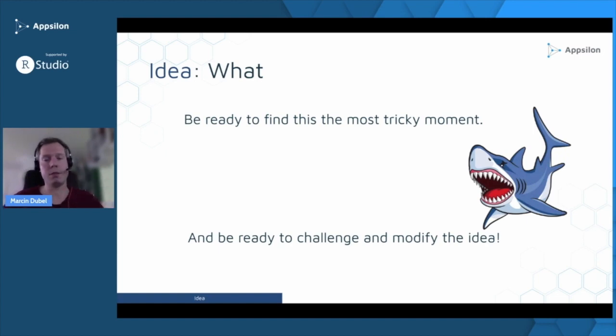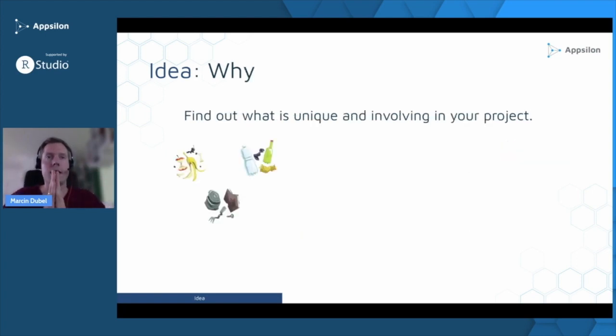So yeah, don't worry and do it, and always check whether this will be useful. What will help you select what idea is good and what is not, and also, on the feature level, what is nice and what shouldn't be implemented, is to find out your why: what is unique, and why this will be involving in your project, why people should care.